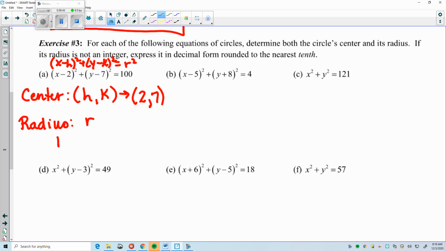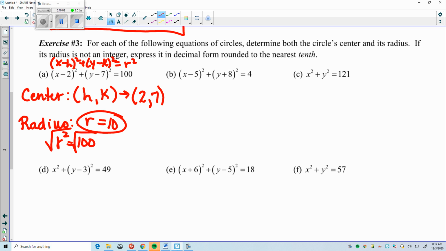So right now in your formula, you have r² = 100. We just want r, so we need to square root both sides. And yes, you do get 2 answers, but if it's a radius, it's a length, so I only want the positive length. So the square root of 100 would give me 10. So now we have your radius.